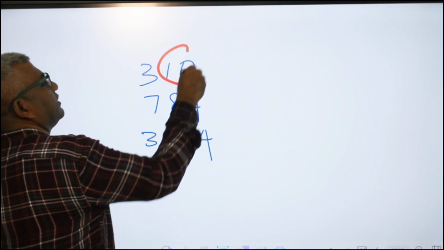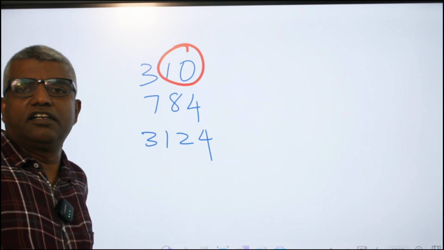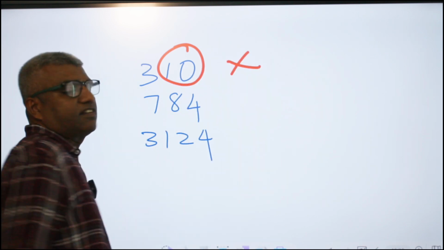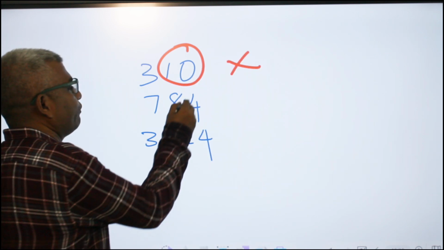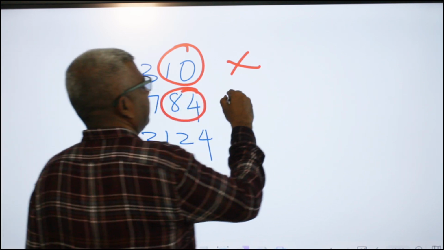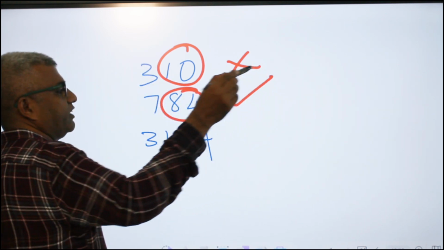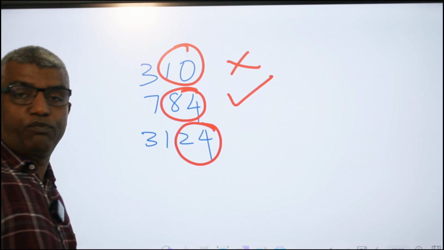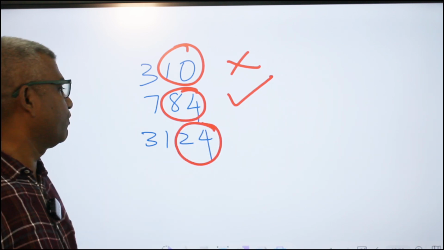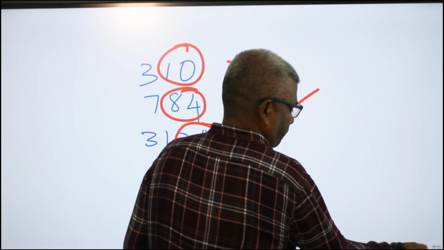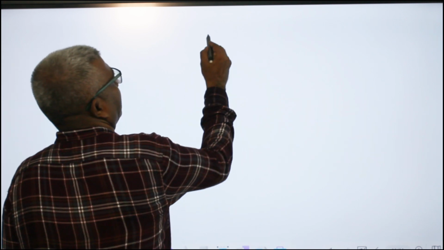Last 2 digits 10. 10 is not divisible by 4. So 310 is not divisible by 4. 84, 21 times 4. So it is divisible by 4. 784 is divisible by 4. 24, 3124. 24 is divisible by 4. 6 times 4. So 3124 is divisible by 4.